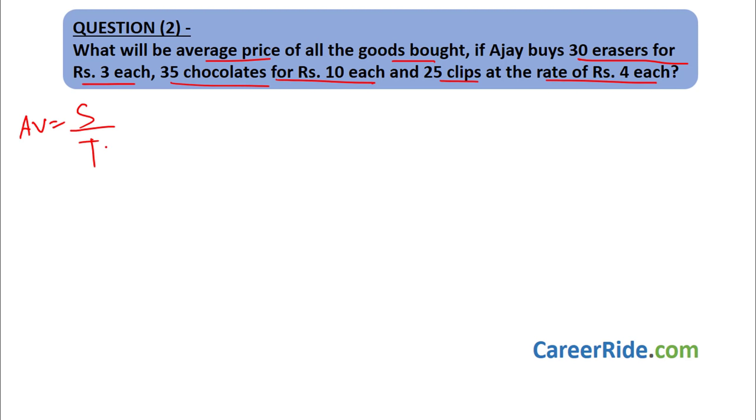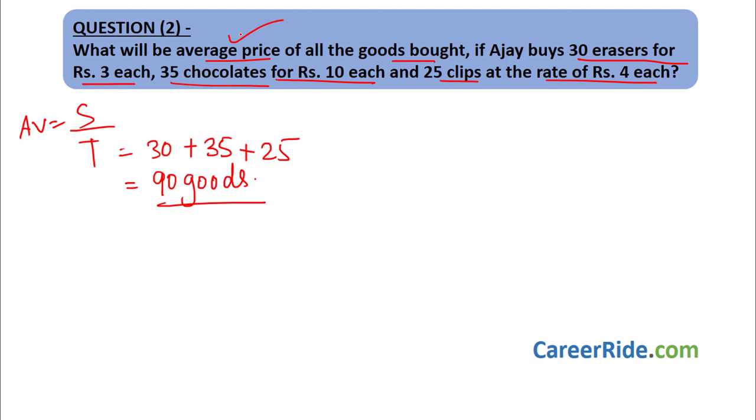Now what is the total number of observations? Total number is nothing but the number of goods bought. What did he buy? He bought 30 erasers plus 35 chocolates plus 25 clips. So what is the total? 65 plus 5 is 70, plus 20, 90 articles, 90 goods were bought by him. What do we have to find? We have to find the average price, right? That is nothing but the cost. So we have to find the average price. We have one element, that is the total. Now what we need to find is the sum of everything.